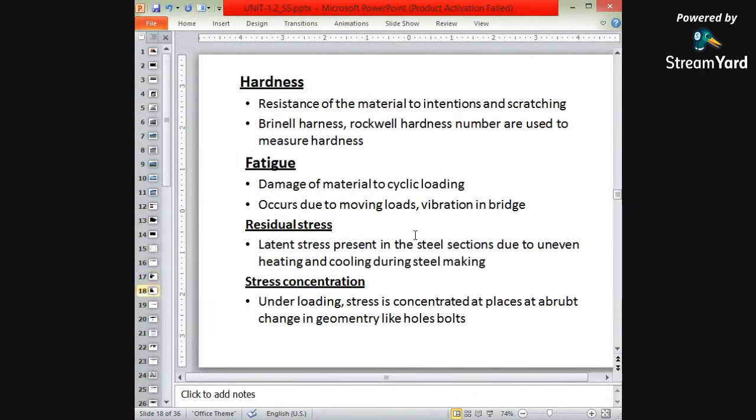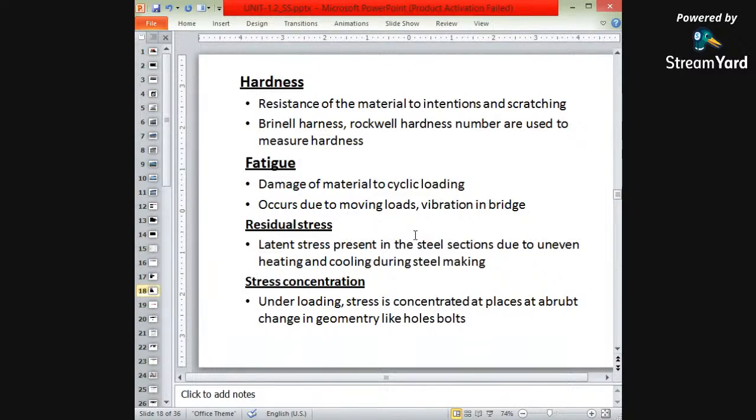Okay, what is hardness? Hardness is nothing but the resistance of materials to indentation and scratching. Resistance to scratching on the top surface of the steel structures is nothing but the hardness. The Brinell hardness test and Rockwell hardness test numbers are used to measure the hardness. Already you have gone through these experiments, the Rockwell hardness test in concrete technology also, and the Brinell hardness test. So all these test numbers are used to measure the hardness.